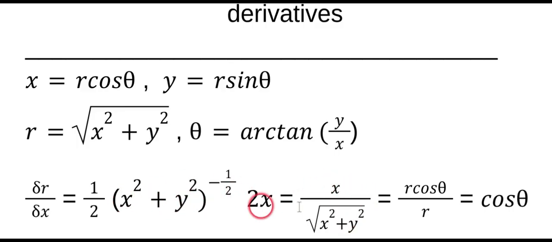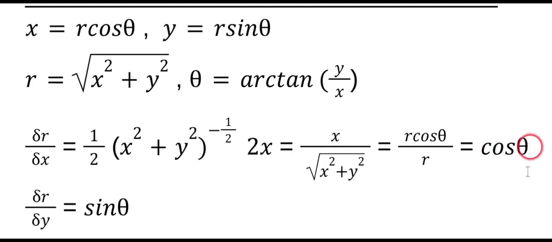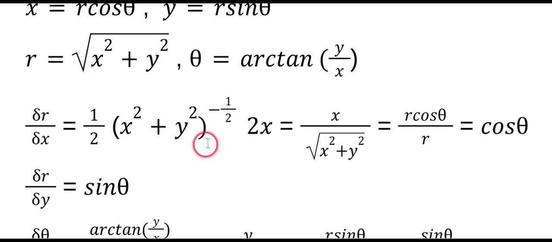This is in the denominator. Well, what's x? It's r cosine theta. And what's the denominator? That's just r. So r is canceled, and we have the partial of r with respect to x is equal to cosine theta. Now let's do that same thing for y. By symmetry, you can see it's going to be sine theta. It's the same as this, but with sine theta.